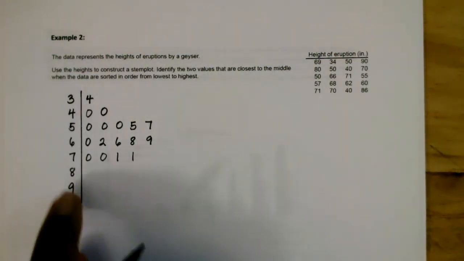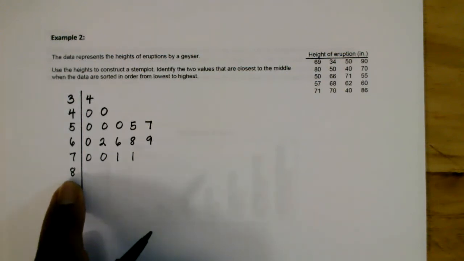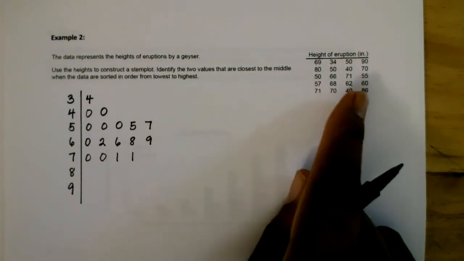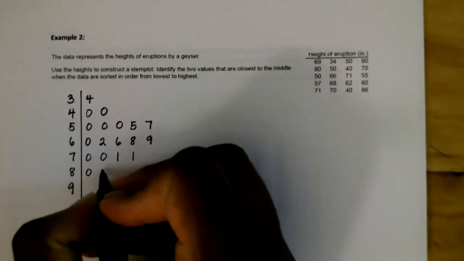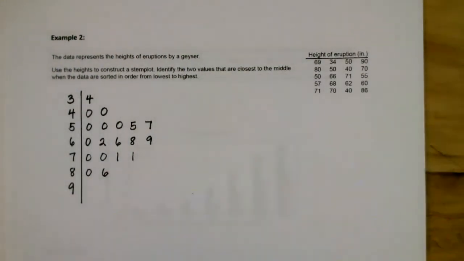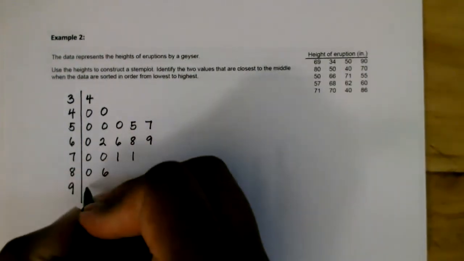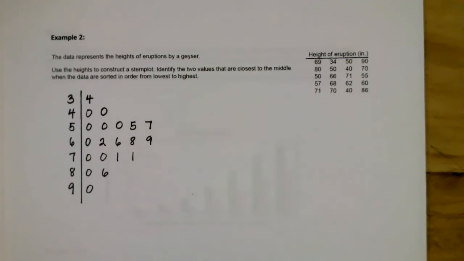And then the 8 represents the data values from 80 to 89. In this case, I do have an 80 and an 86. So let's put 0 there for the 80 and a 6 for the 86. And then the 9, there's only one number, 90. So 0 there for the 90. So that's my stem and leaf plot.